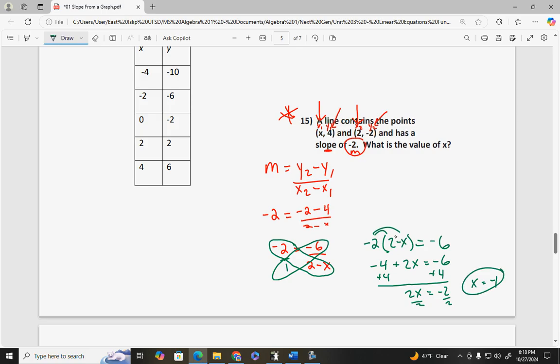Okay, so you can just use your formula to find any missing piece of data. So I'm going to let you go now.